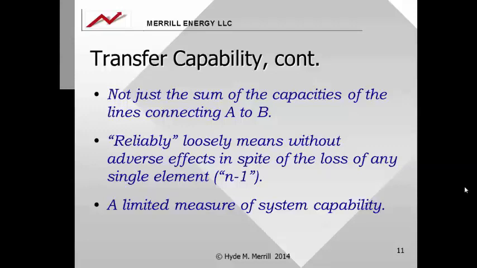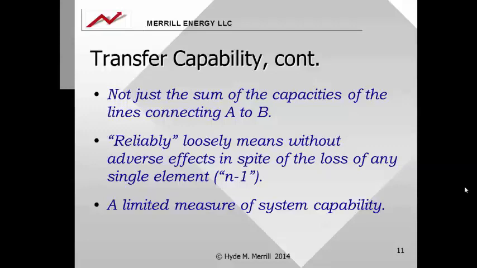Transfer capability is a limited measure of system capacity. It's limited because in the first place it's not a single number. A single number is easy to conjure with. Transfer capability is a vector. Furthermore, it's a vector of random numbers.